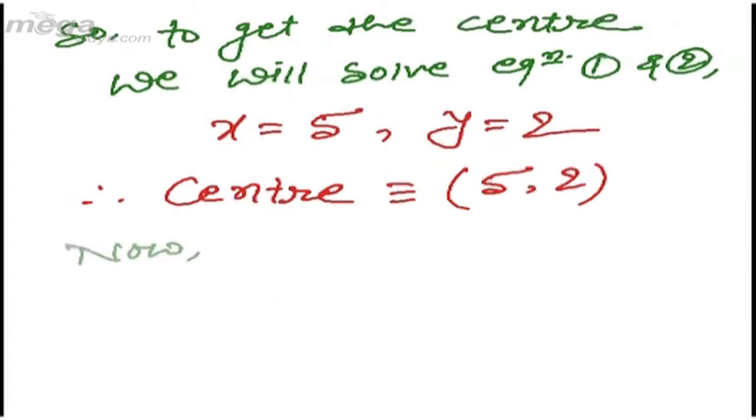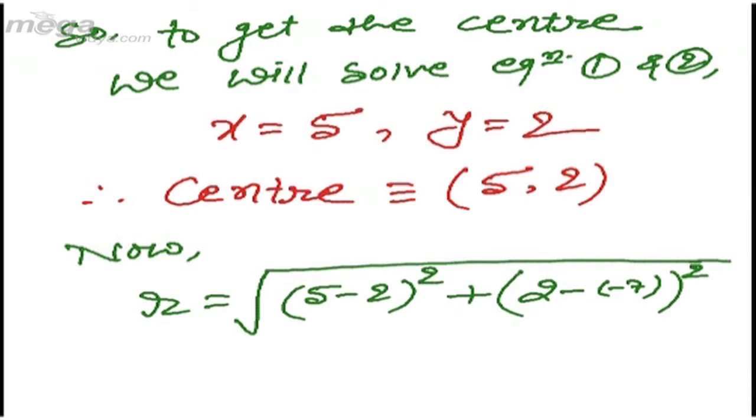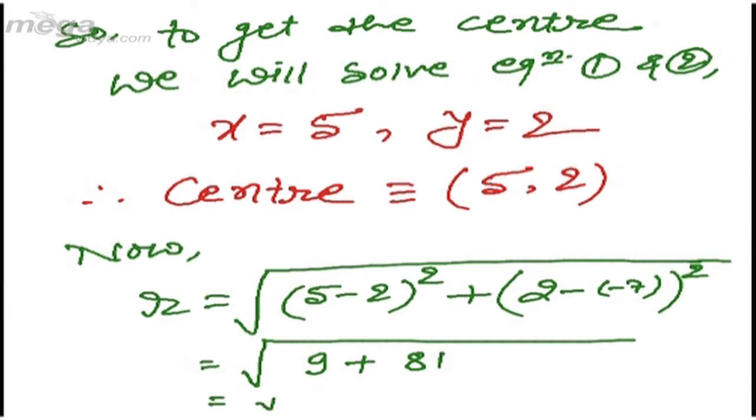So now we'll find the radius, which is root under the distance between (5, 2) and (2, -7). It becomes (5 minus 2) whole square plus (2 minus -7) whole square. 5 minus 2 whole square is 9, plus 9 whole square is 81, which is root under 90.